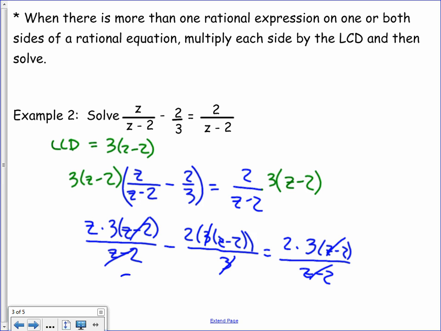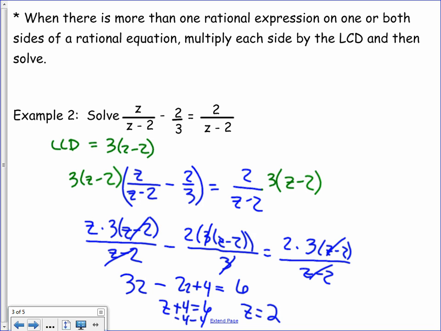So we're left with 3z minus 2z plus 4, and then equals 6. So that's just going to be z plus 4 equals 6, minus 4, z equals 2. Now, when z is 2, let's go back to this.